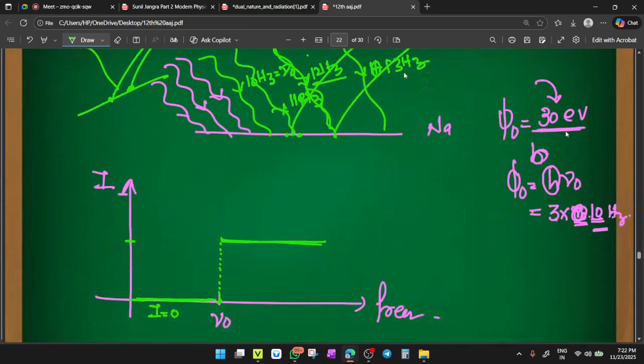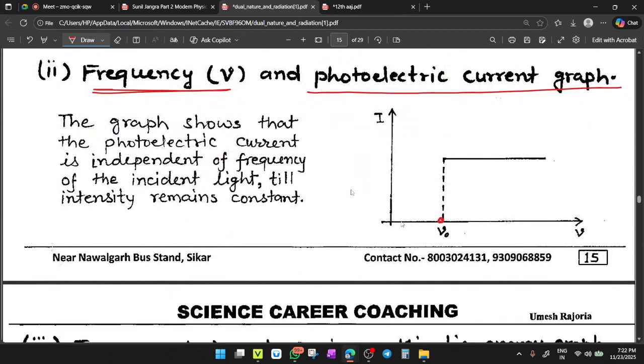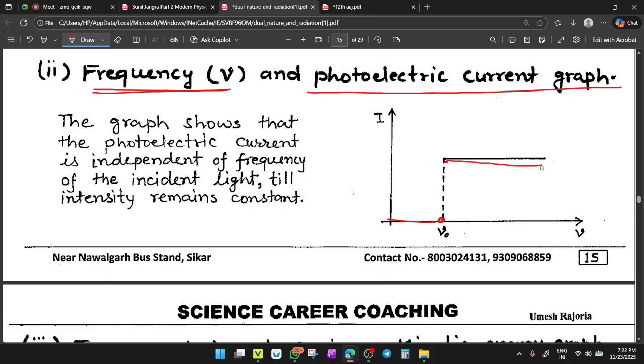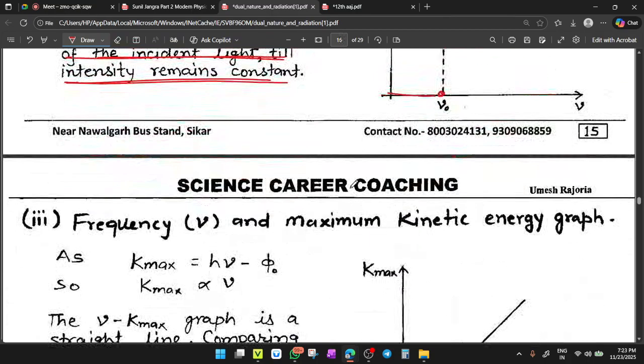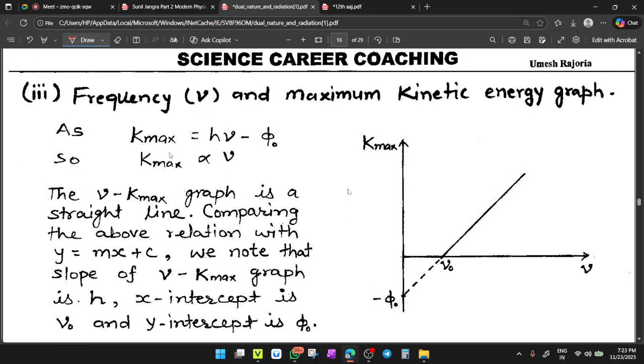So check the relation. Before the threshold frequency, the current will be 0, but just at the threshold frequency and at higher frequencies, there will be the same amount of current. The graph shows that the photoelectric current is independent of the incident frequency as long as the intensity remains constant. Done. Clear? Now, the relation with kinetic energy.